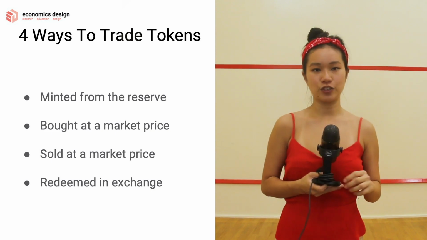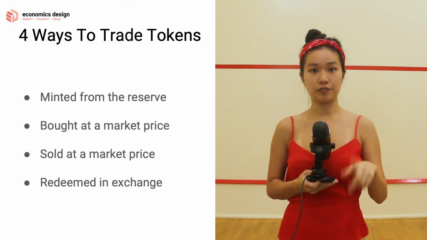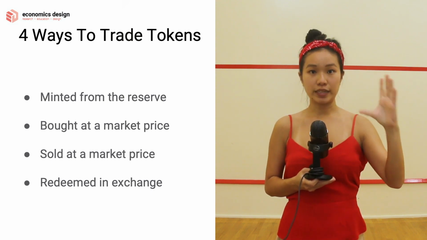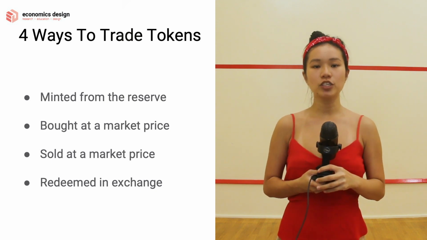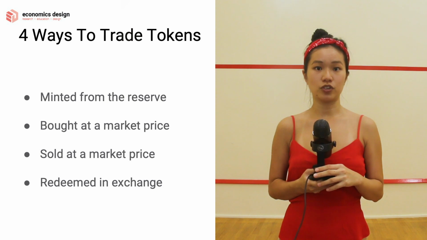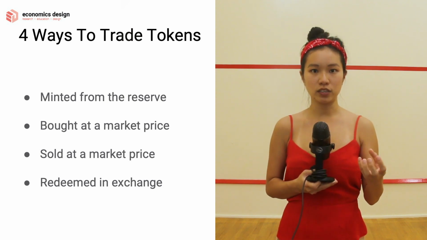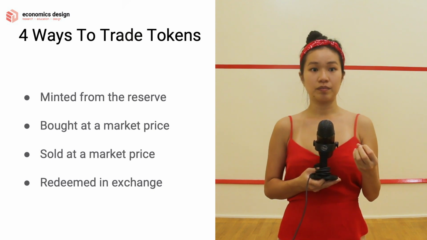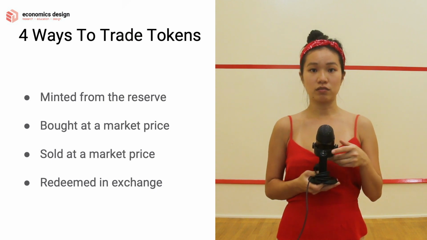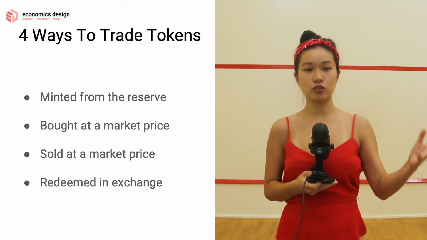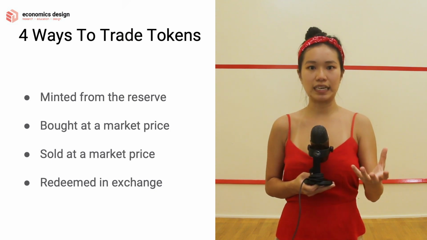There are 4 ways to trade the tokens. The first way is to get it minted from the reserve. The reserve is the bonding curve itself, the math function. The function is really to be the buyer and seller of last resort. If you go into the marketplace, into the different exchanges, and you want to buy economics design tokens, but there are none because everyone is holding onto them, waiting for the price to rise and then selling after, or to invest in it. So no one is selling it, but you want to buy it.